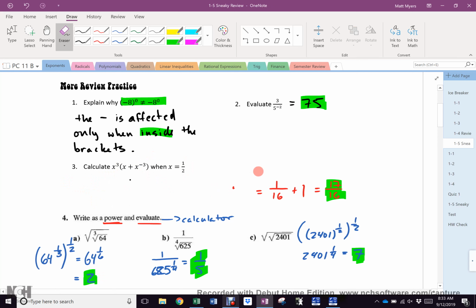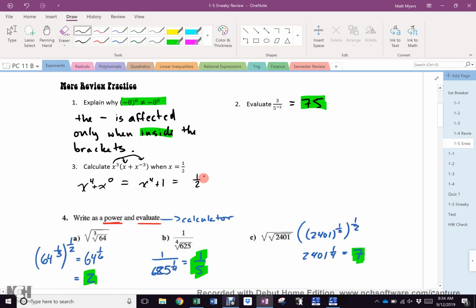All right. Again, bring everything you know about math to the party. If I gave you this, what would you do? Distribute. So, doesn't this look like distribution? X cubed times x is x to the 4th. X cubed times x to the negative 3 is plus x to the 0. What's x to the 0? Plus 1.